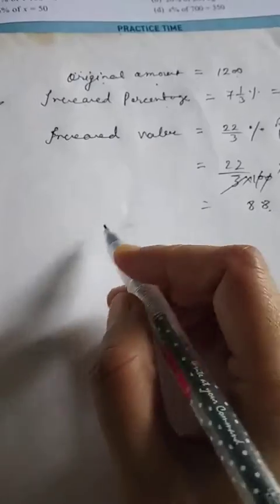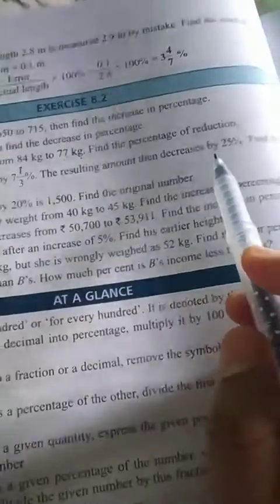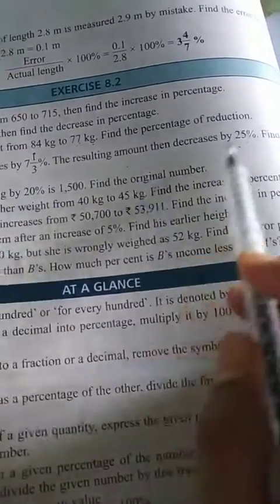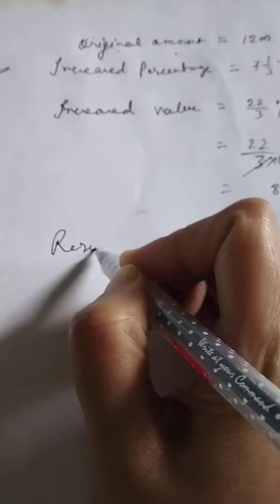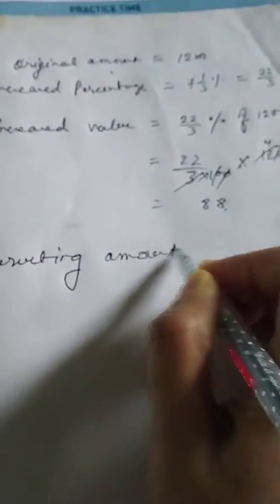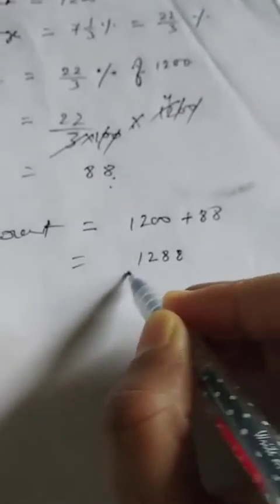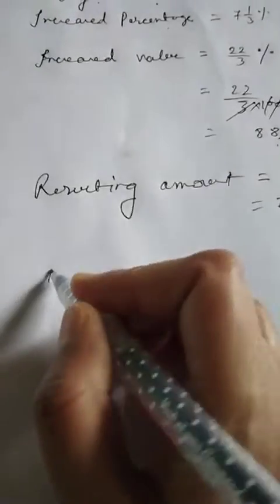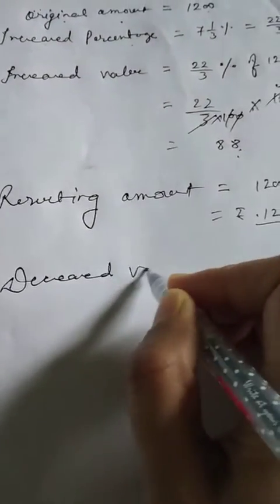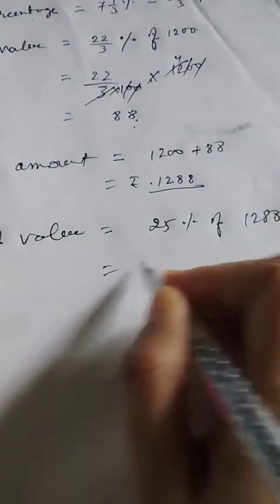And the next part of the question is that the resulting amount then decreases by 25%. But what is the resulting amount? First find the resulting amount. After increasing, the resulting amount will be 1200 plus 88, because this much is increased. Just add it: 1288 is the resulting amount. It is decreased by 25%, so the decrease value will be equal to 25% of 1288. Just calculate it, students.